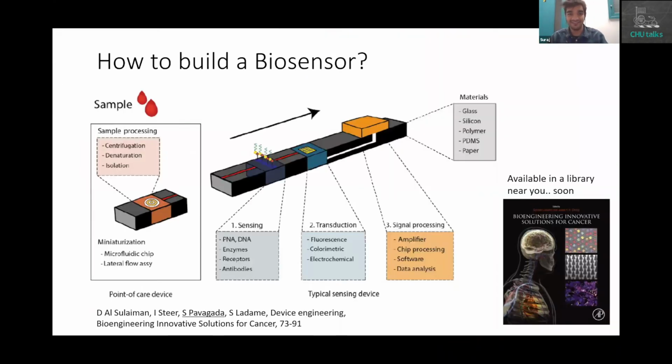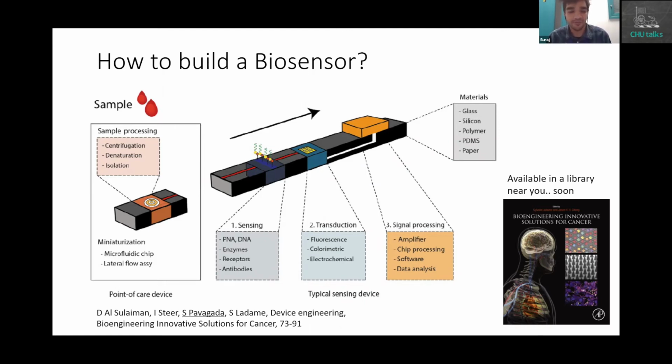So this is what a current biosensor would look like. And this is a little bit of a plug. We were at Imperial before coming to Cambridge, and our lab published this book on bioengineering innovative solutions for cancer, which has an entire chapter on how to build a biosensor. But a quick primer is that it involves 3 different modules. It's like a Lego brick construction where there are 3 modules that come together to perform one function.